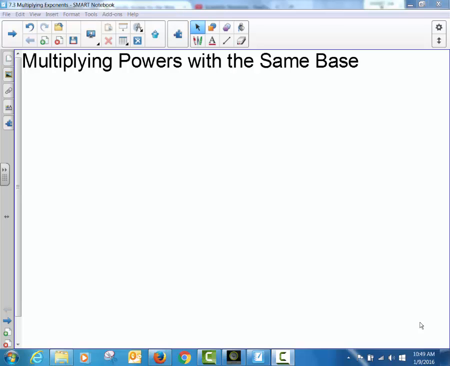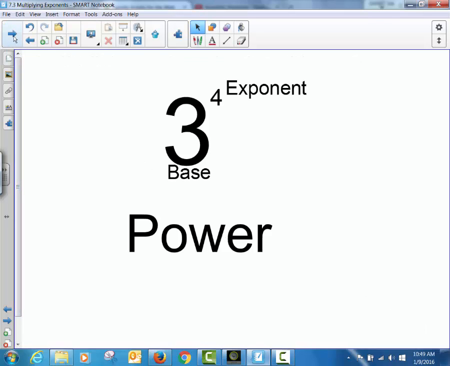Okay, we will be multiplying powers with the same base. Now, what's a power? A power is made up of a base and an exponent. You've seen them all over the place. 3 to the 4th is a power. The base is 3 and the exponent is 4. But the whole thing is called a power. Okay? You may not have heard it referred to that way before, but that's what it is.